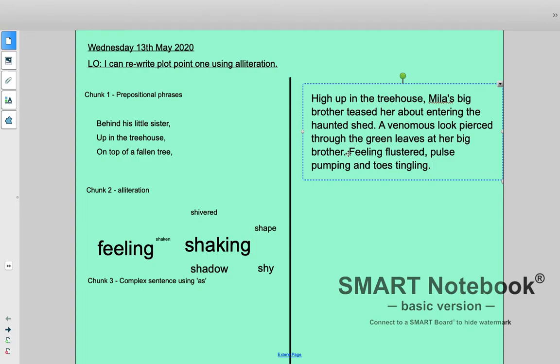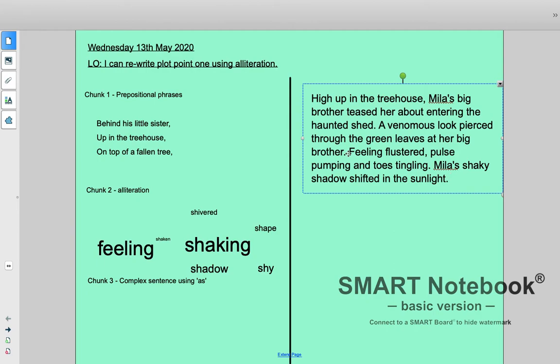I'm also going to talk about how she's shaking. She could be shaking. Okay, so I'm going to change shaking to shaky. Okay, Mila's shaky. What can we talk about? Her shaky shadow in the sunlight. Her shaky shadow. Ooh, her shaky shadow shifted in the sunlight. What did she do? Okay, her shaky shadow shifted in the sunlight.